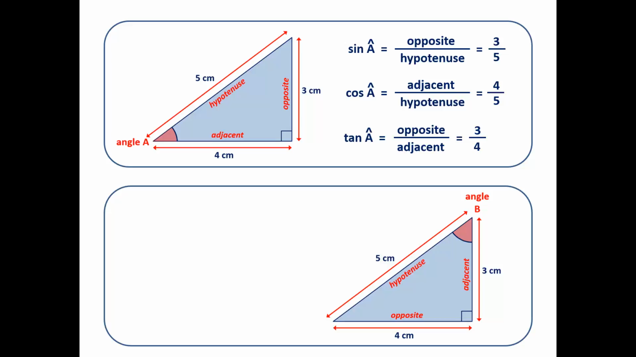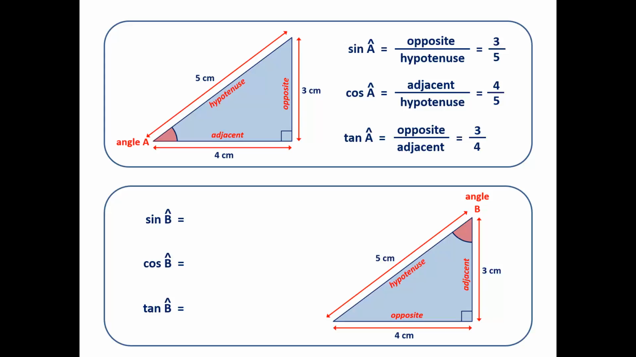Now let's see if you can have a go working out sine B, cos B and tan B for that triangle down there. So what you're going to do is press pause, write them down, and see. When you want to check your answers, press play.